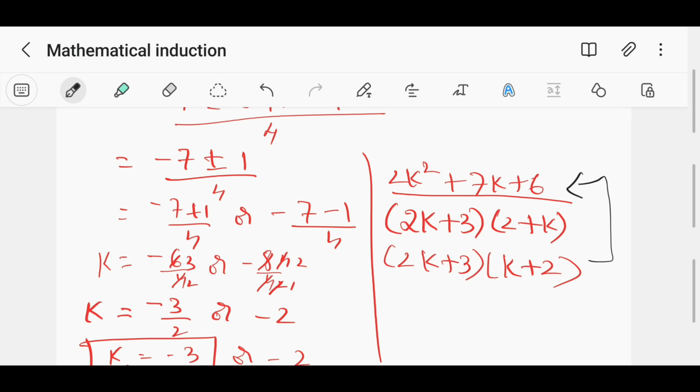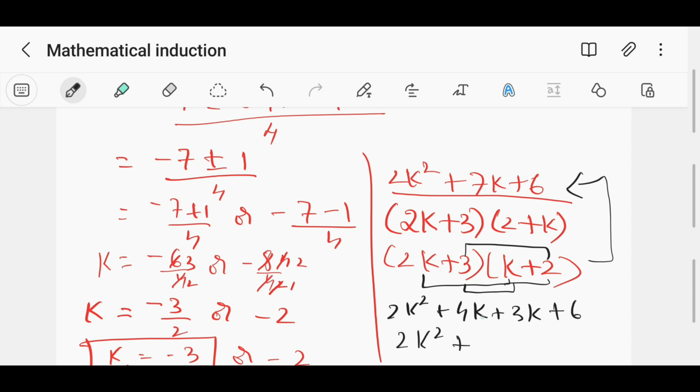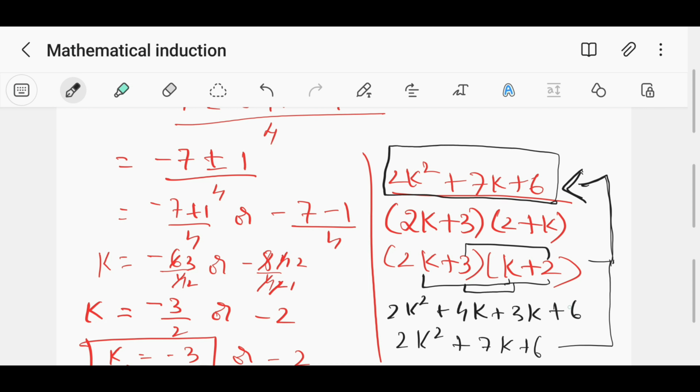Try multiplying them. 2k into k, 2k square. 2k into 2, plus 4k. 3 into k, plus 3k. 3 into 2, plus 6. So what are you getting? 2k square plus 4 plus 3, that is 7k, plus 6. See, you are getting back the same previous equation. So this term 2k square plus 7k plus 6 can also be written as 2k plus 3 into k plus 2. That's all.